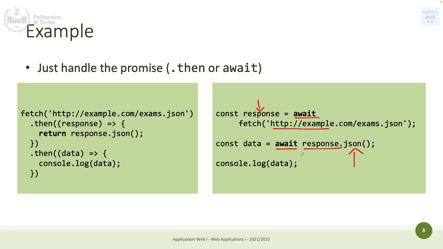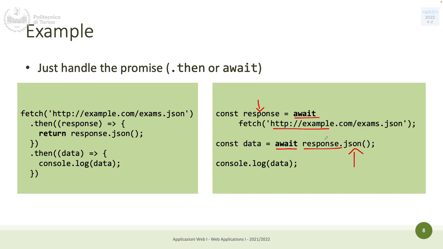So we have a promise when we perform the HTTP request, and we have a promise when and if we manipulate the body of the response that we receive. So two promises in a row. The first one to perform the request, and the second one to parse the body of the response.